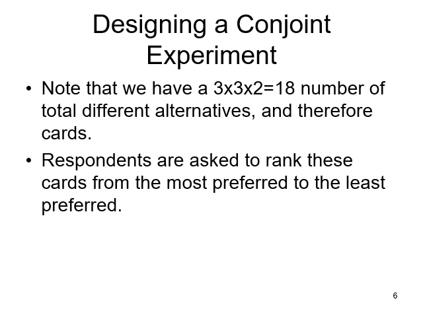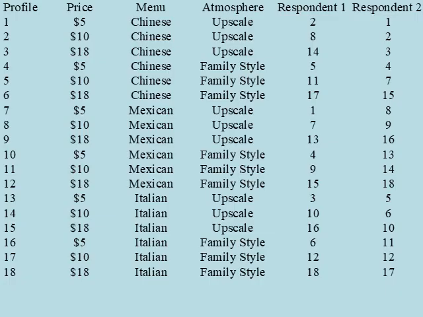Consumers that we think could potentially buy food from a restaurant like the ones that we're thinking about starting. And what they're going to do is rank order these cards or these concepts of restaurant from the most preferred to the least preferred option. Okay. So let's take a look at the data that we will get from completing this task of ordering the 18 cards. So this is how the data looks.